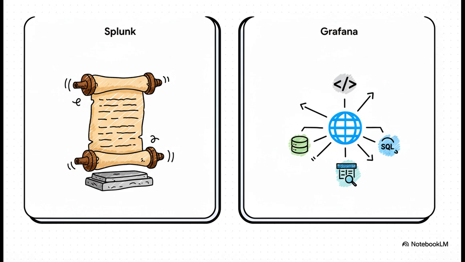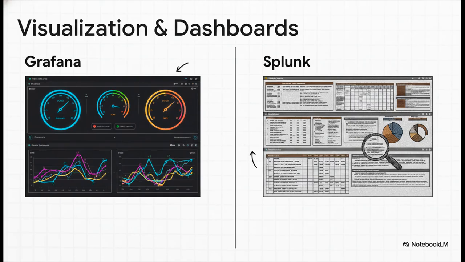Grafana lets your team use the native language of whatever data source they're using, like PromQL for Prometheus metrics or good old SQL for databases, which is fantastic if your team already has those skills. All right, now let's talk about what you actually see on the screen. When it comes to visualization, Grafana is without a doubt the king of beautiful, pixel-perfect dashboards for real-time monitoring. Splunk's dashboards, they're very functional for sure, but they definitely prioritize analytical depth over pretty visuals.